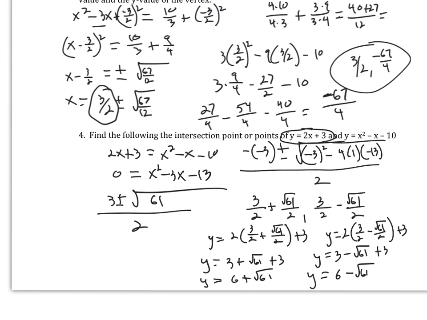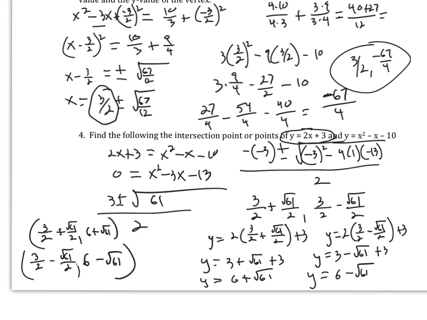And so that means that as our intersection points, we'd have 3/2 plus root 61 over 2, comma, 6 plus root 61, and 3/2 minus root 61 over 2, comma, 6 minus root 61. Okay, those would be our two. And that is it.